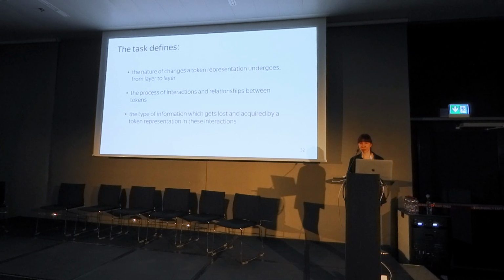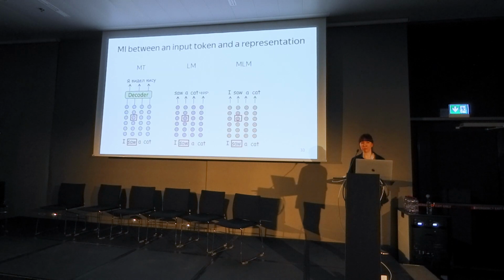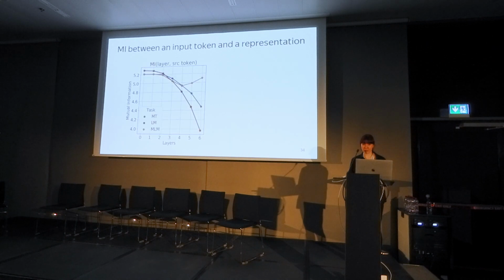And now we will first illustrate the processes of information gain and loss in representations by evaluating mutual information between a representation of a token and its input token identity. In these experiments, we consider the masked language model at test time, without masking out tokens. Also, direct estimation of mutual information is challenging for large networks, so here we had to use an approximation. I'm not going to go into details here. If you're interested, take a look at the paper. Let's come to the results.